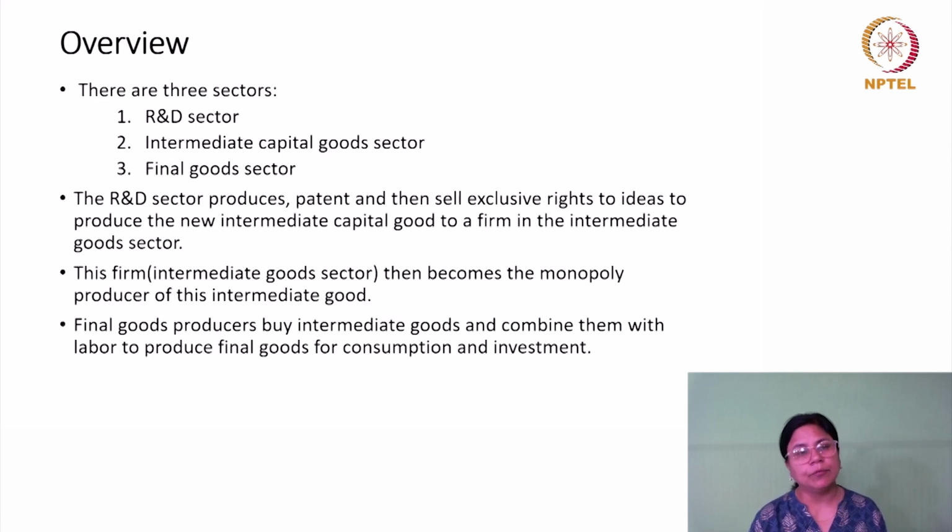The economics of Romer's model essentially talks about three sectors. One is the R&D sector, another is an intermediate capital goods sector, and then there is a final goods sector. The R&D sector produces ideas.